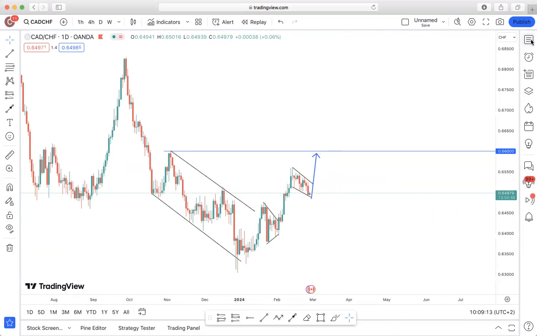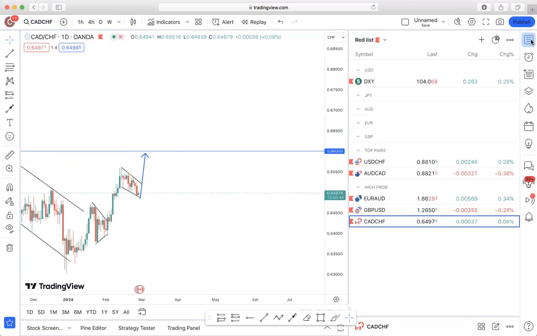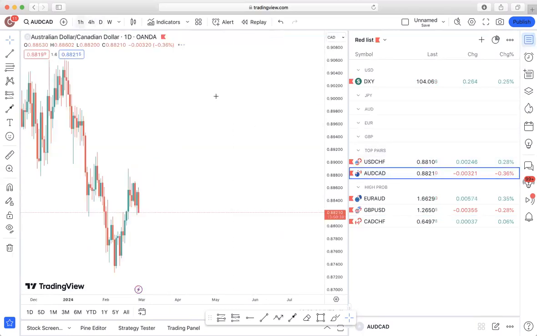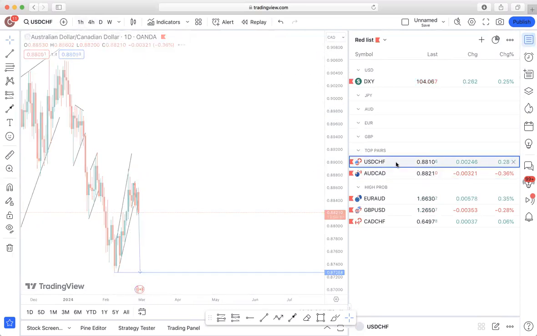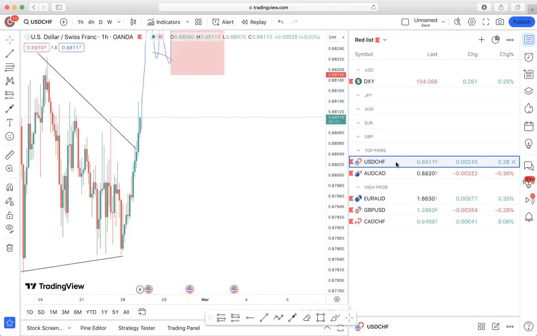So this is how the watch list has been looking, guys. Just a small update on these pairs. The ones that I'm focused on heavily are going to be the Australian dollar over the Canadian dollar, and also the US dollar over the Swiss franc, guys. These are the top pairs that I might be trading possibly today or tomorrow or throughout the week.